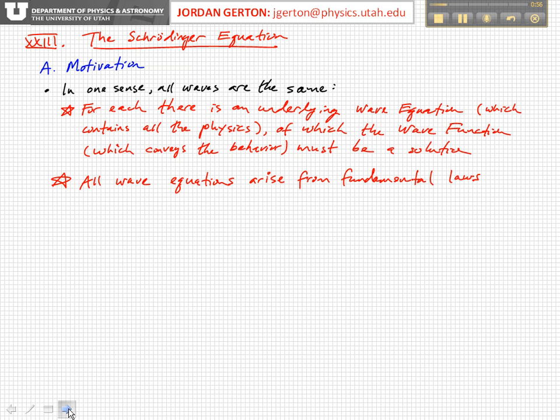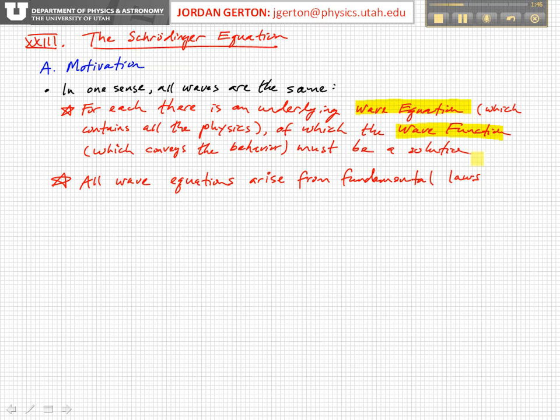And in some sense, all waves have some things in common. So, for example, very importantly, all waves have an underlying wave equation, and the wave equation contains all the physics. This is where the physics, the force laws, and conservation of energy and momentum and everything goes into the wave equation, and from that wave equation, you can solve for a wave function. Okay, wave function, and so we have a wave equation and a wave function, and the wave function conveys all the behavior. So this tells you how the wave evolves in time. Okay, and the wave function obviously must be a solution of the wave equation.